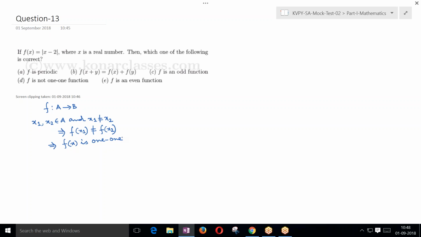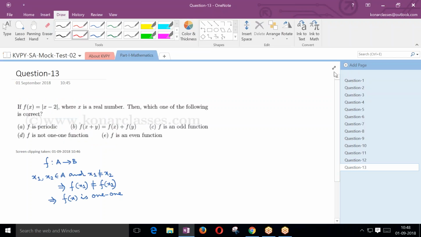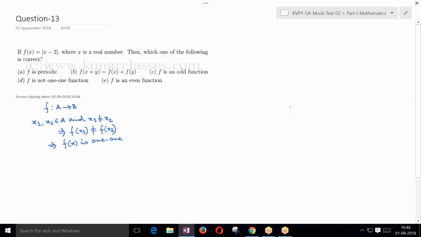And this generally doesn't happen in the case of a modulus function. So the moment you see this question, you can say option D is going to be the correct one. But let me show you why it is not a one-one function. So let's find our definition of the function f(x). f(x) is equal to mod of x minus 2. Now let's find the value of f(3).